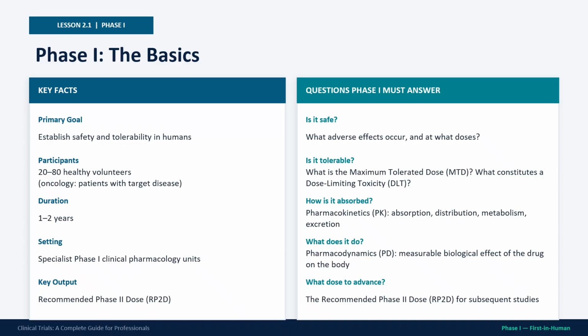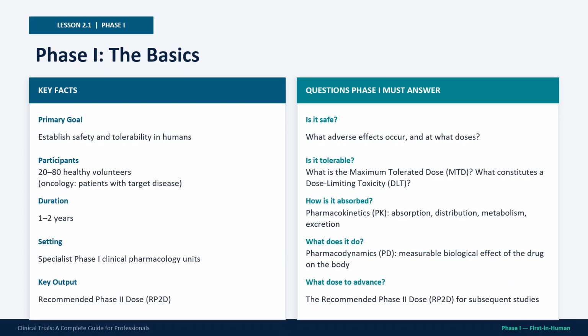Phase 1 is the first time an investigational compound is administered to a human being. And critically, the primary goal is not to show that the drug works, it's to show that it is safe enough to continue studying. A small group, typically 20 to 80 participants, is enrolled. In most therapeutic areas, these are healthy volunteers, people with no financial stake in the drug's success, who are compensated for their time. The exception is oncology.